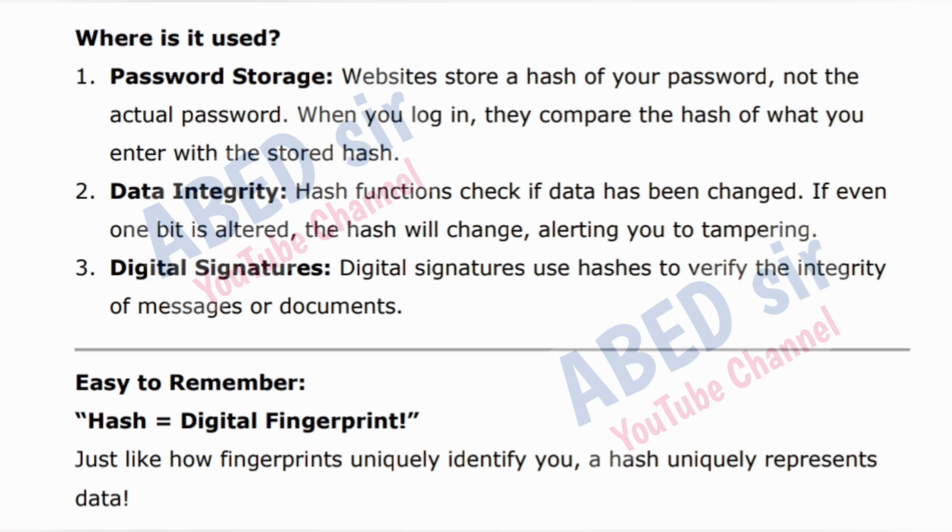Where is it used? 1. Password storage. Websites store a hash of your password, not the actual password. When you log in, they compare the hash of what you enter with the stored hash. 2. Data integrity. Hash functions check if data has been changed. If even one bit is altered, the hash will change, alerting you to tampering.